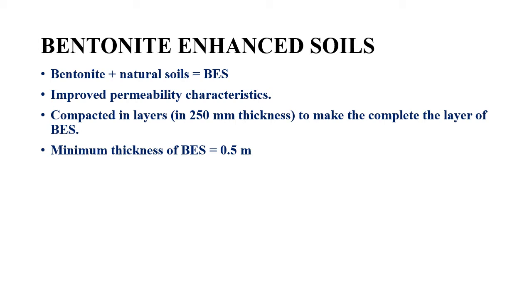Now, this bentonite enhanced soil is also constructed in layers, just like a compacted clay liner. This is also constructed in lifts or layers. So each lift thickness can be 250 mm thick, and so it will be compacted in layers of 250 mm thickness, and the minimum final thickness to be maintained for a bentonite enhanced soil is 0.5 meter. Okay. And this mixing of a soil with bentonite can be done either in situ, or it can be done outside the site and then brought to the site for the compaction to be done.